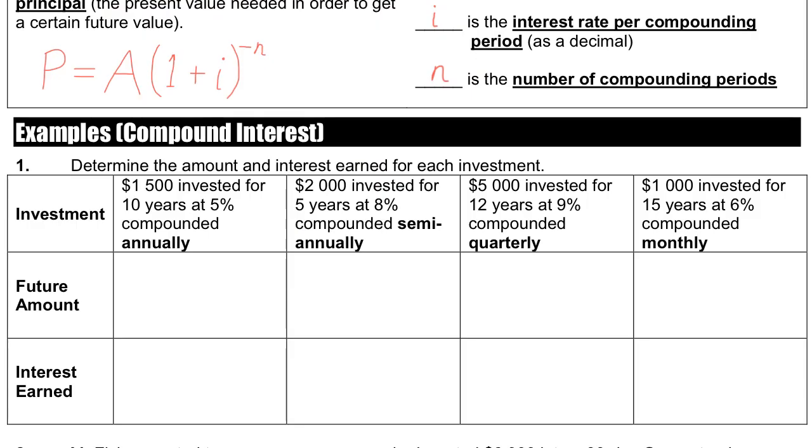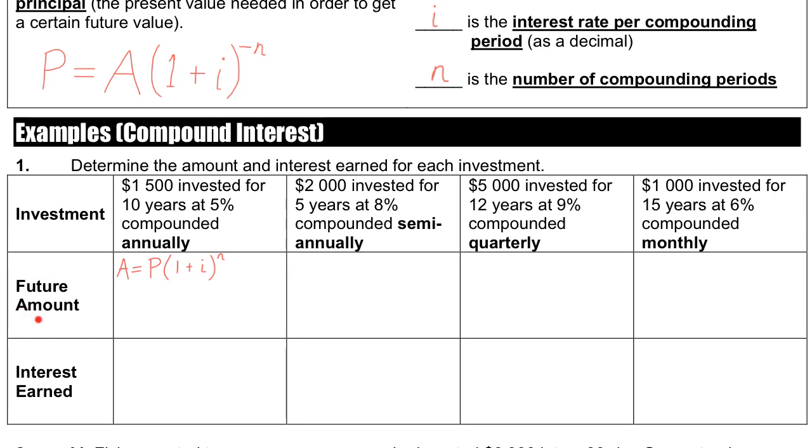So let's look at this first example. We're going to determine the amount and interest earned for each investment. Each investment has its own principal. It's invested for a certain number of years with a certain annual interest rate and a certain amount of compounding. So this is all compound interest. We're going to calculate the future amount, the future value, or the amount at the end of the time period.